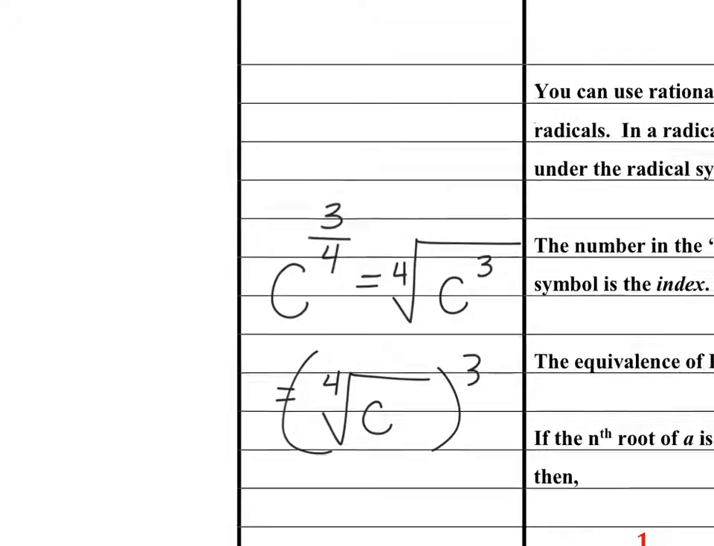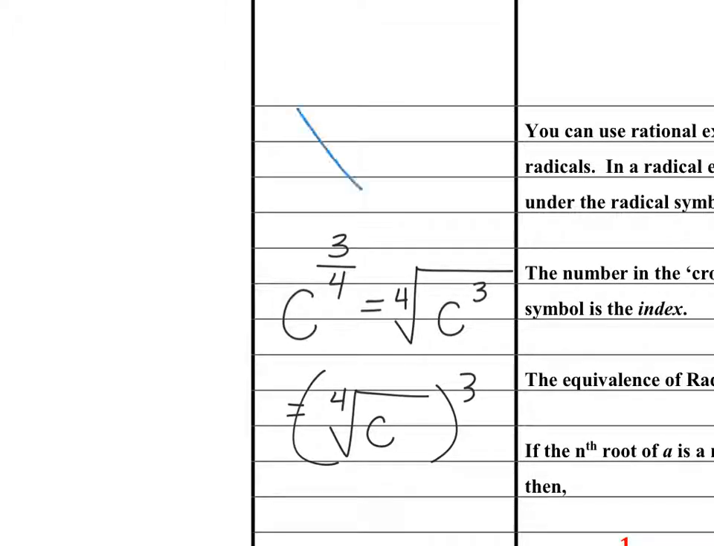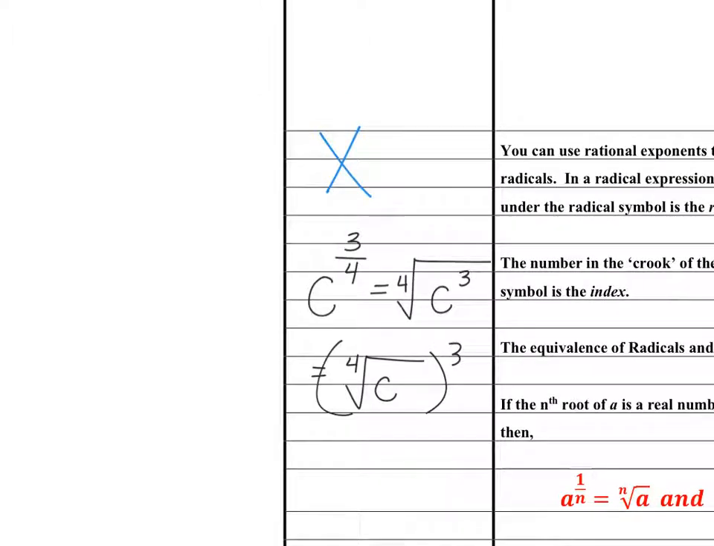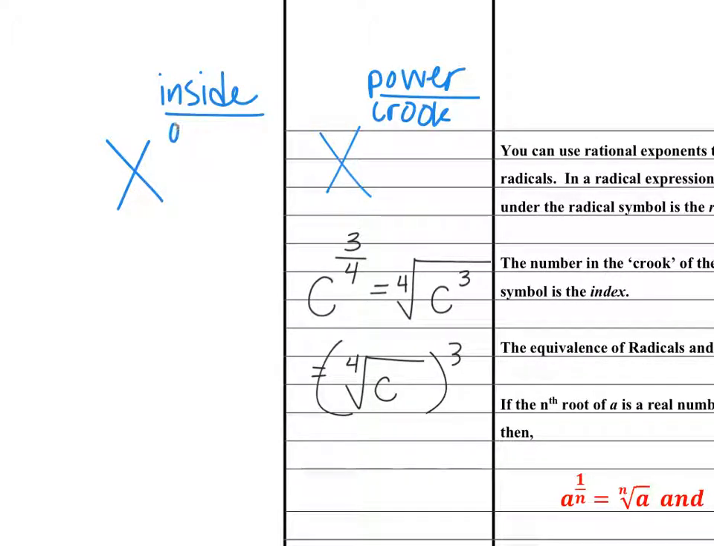So if you want to make a little key for yourself, I don't know. It's like whatever you have, the base, the top number is going to be the power. The bottom number is going to be what you put in the crook. Or sometimes it's a little bit easier to say inside, outside.